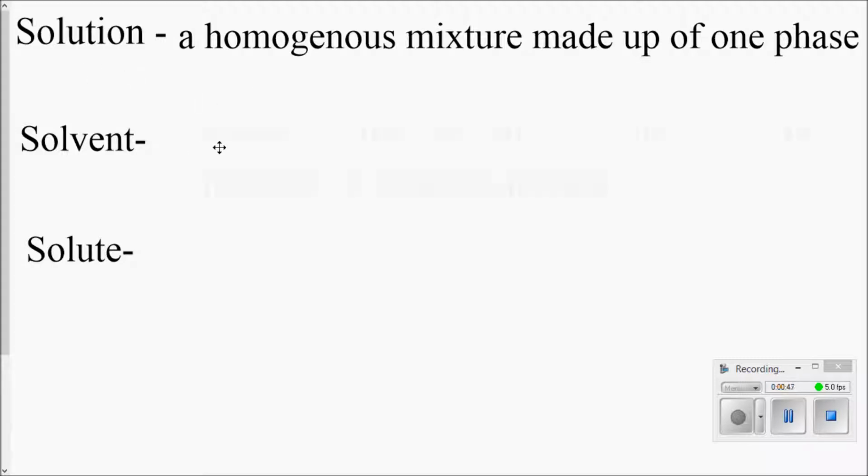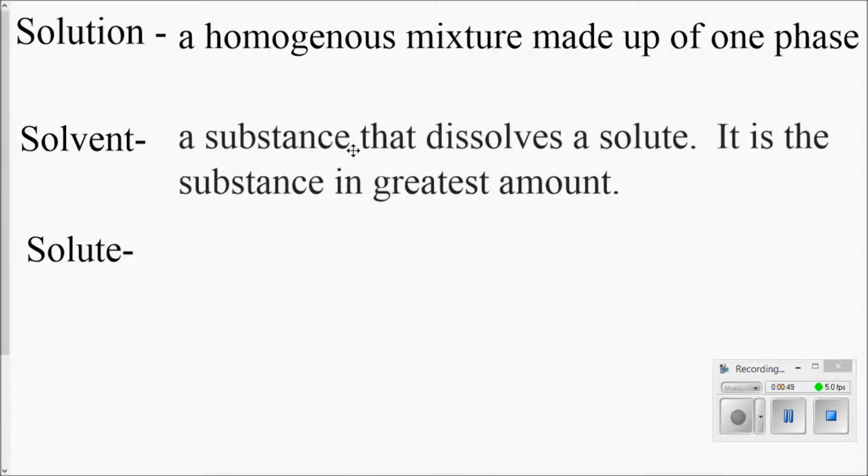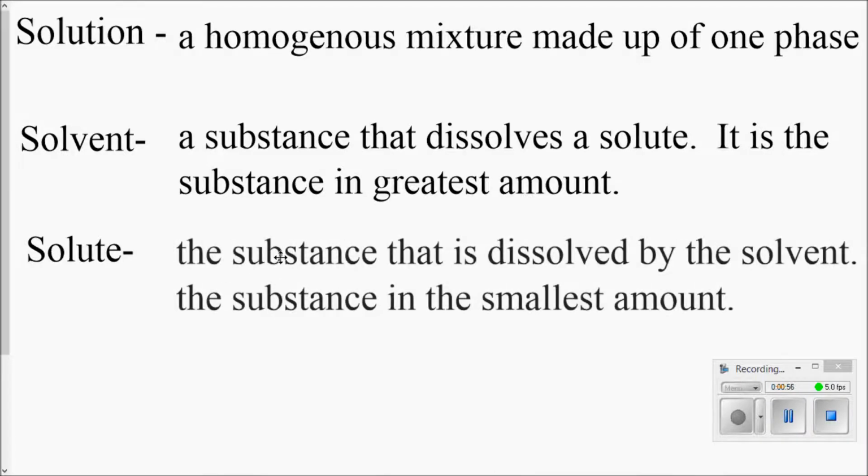Well, what is a solvent? Well, a solvent is a substance that dissolves a solute. It is in the greatest amount. Finally, we also have a solute. It's a substance that is dissolved by the solvent. It's a substance that is in the smallest amount.